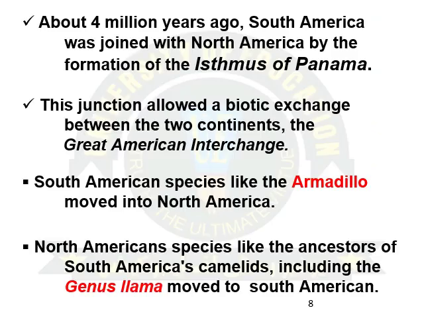About 4 million years ago, South America was joined with North America by the formation of the Isthmus of Panama. This junction allowed a biotic exchange between two continents, which is known as the Great American Interchange. This Great American Interchange has also been discussed in our previous topic of the Nearctic region. South American species like the armadillos moved into the North American continent, whereas the North American species like the ancestors of South American camelids, including the genus Llama, moved to the South American continent.